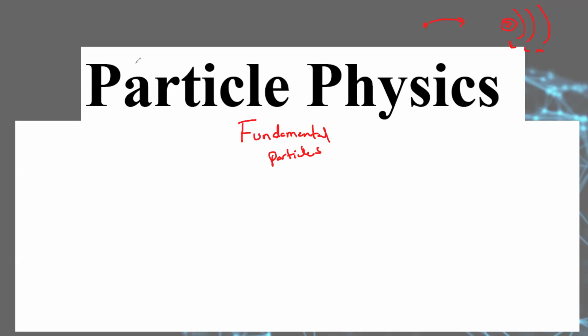So, what are the fundamental particles? There are two families of fundamental particles. One is known as the quark family. Another one is known as the lepton family.